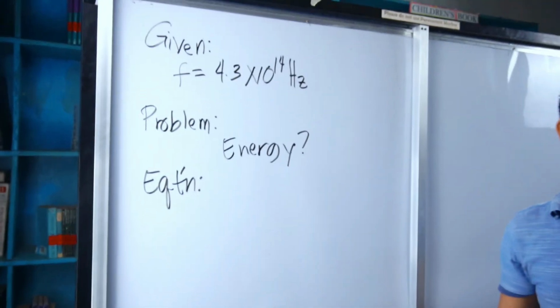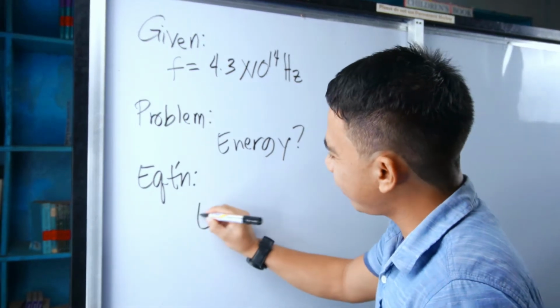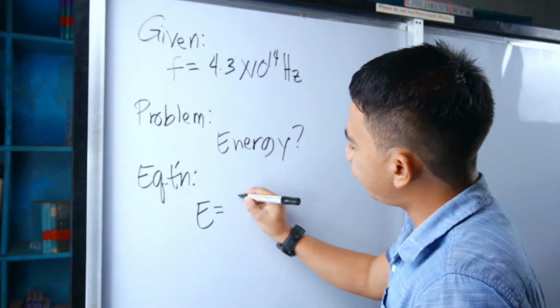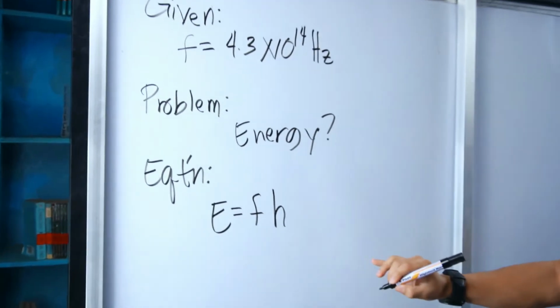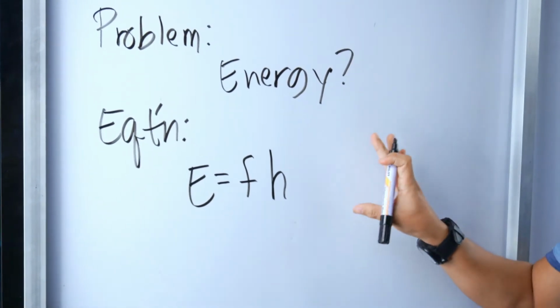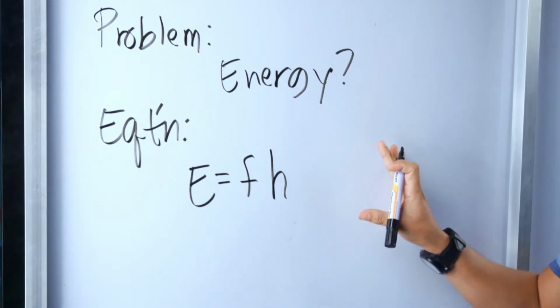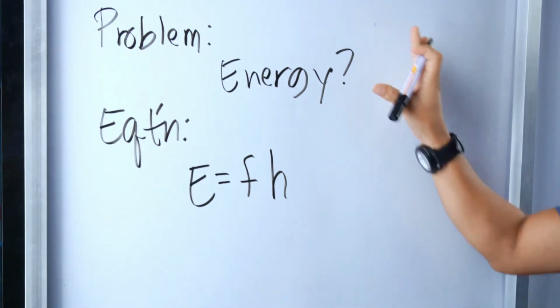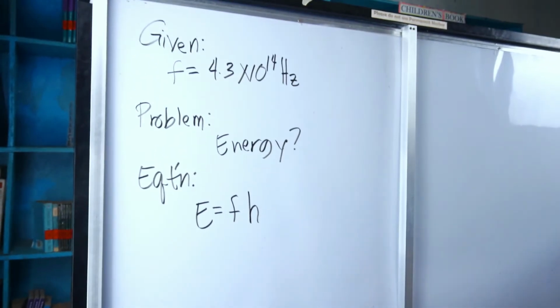Energy is equal to frequency times the Planck constant. This is the equation on how to solve. Don't worry about deriving it because it's already given in the module I provided. So the problem is just on how to solve. First, we're going to substitute.